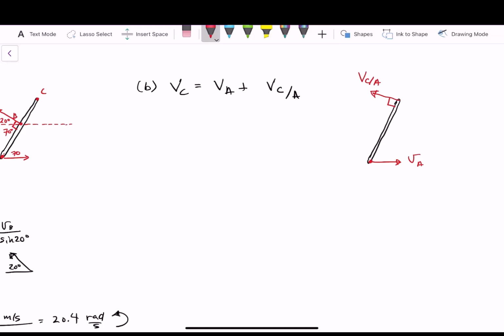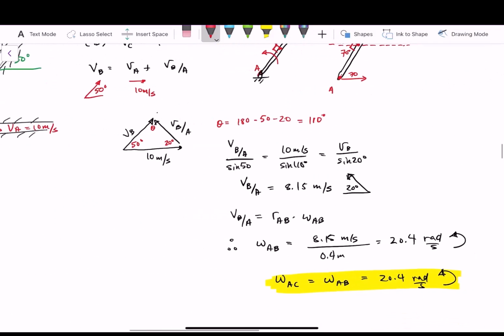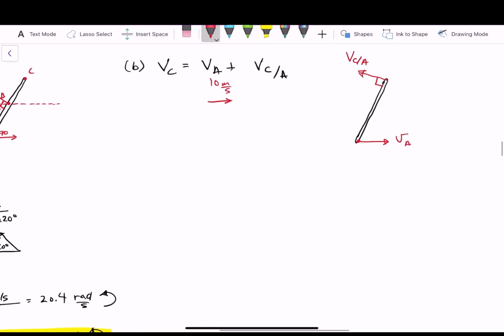This is where it gets definitely a little bit confusing. I'm going to continue with what I always say: you write the equation, then you write out what's known. So as we had before, VA is equal to 10 meters per second to the right. We know that the velocity of C with respect to A is at an angle, also 20 degrees, kind of like VB with respect to A. We have that, but we don't have a magnitude for it.